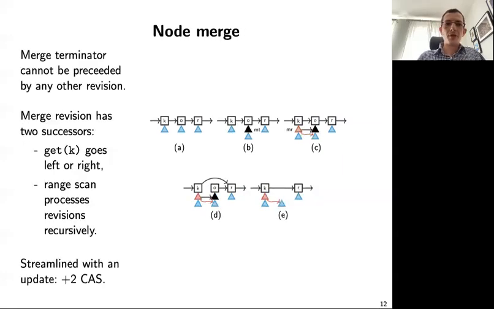Now let's look at the node merge operation. As before, assume that there is no pending update. All we want to do is to merge node O into node K so that it will manage a key range from K to R.